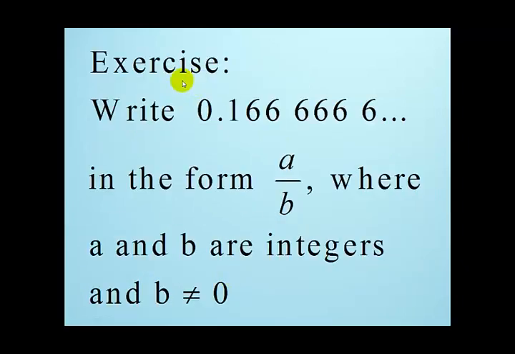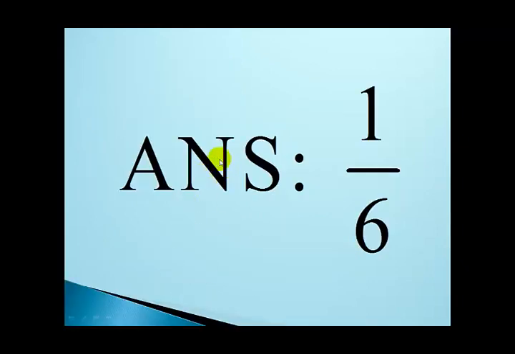Now take this as an exercise. Write 0.16666666 in the form A over B, where A and B are integers and B is not equal to 0. Now, after solving the problem, the answer will give you 1 over 6. You will get 1 over 6 as the answer. That is your exercise.